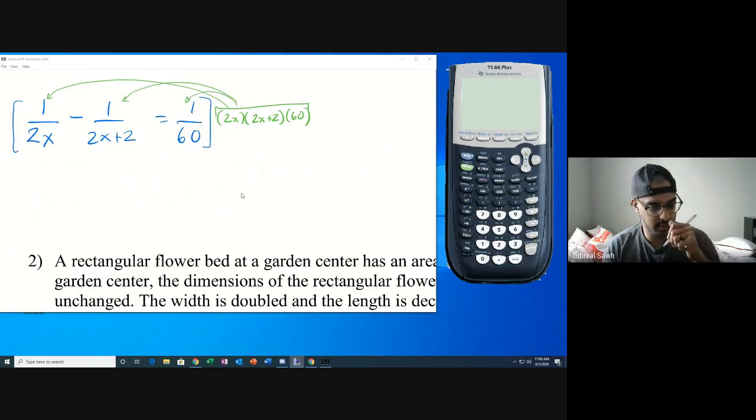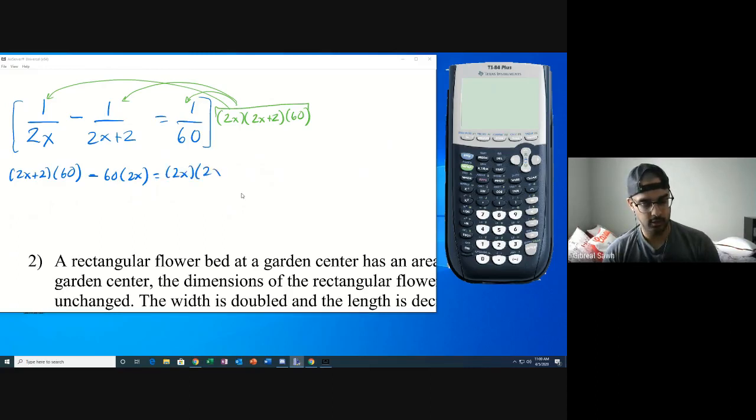Okay, the resulting expressions won't have fractions anymore, but they're going to have different things attached to the top. So my 2x's for my first term, those are going to cancel. So we're going to be left with 2x plus 2 multiplied by 60. The second one, the 2x plus 2's cancel, and you're going to subtract 60 times 2x. And last, you're going to have a 2x and 2x plus 2 to worry about. Let's expand everything here, and then we can go ahead and start to simplify.